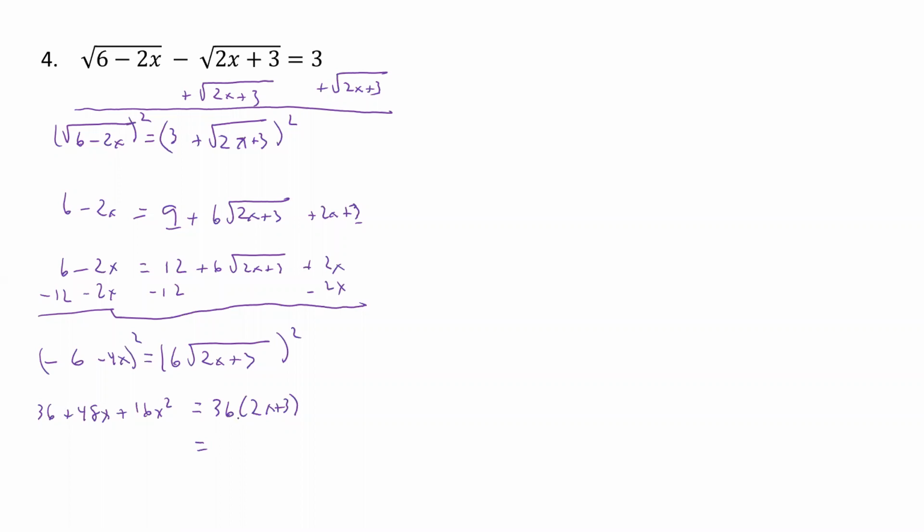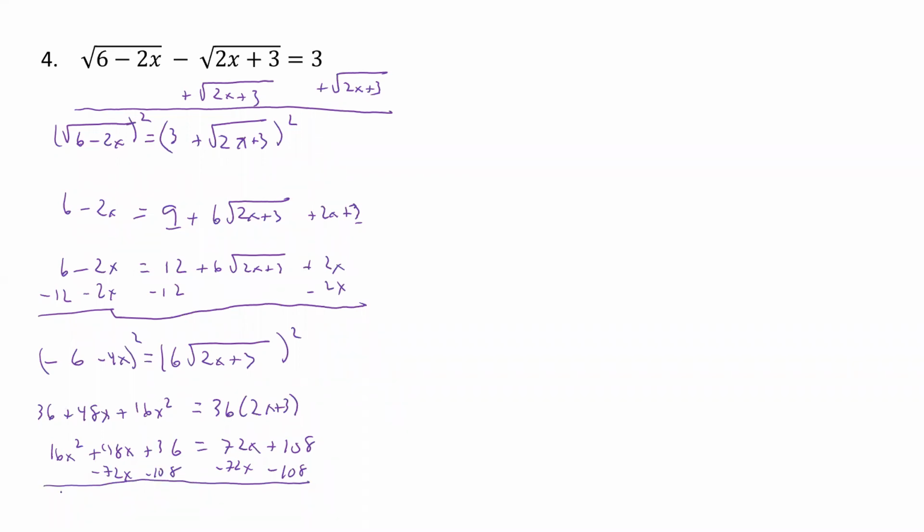Now we have to simplify on this side, so it looks like it's going to be 72x plus 108. And then let's rewrite it in decreasing powers. And so that's what we have. All right. So now what do we do? Well, I'm going to subtract 72x, then I'm going to subtract 108.